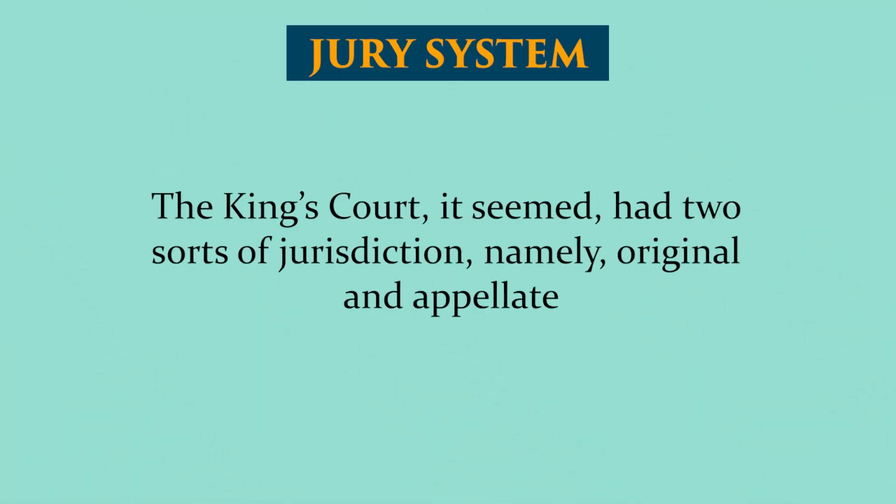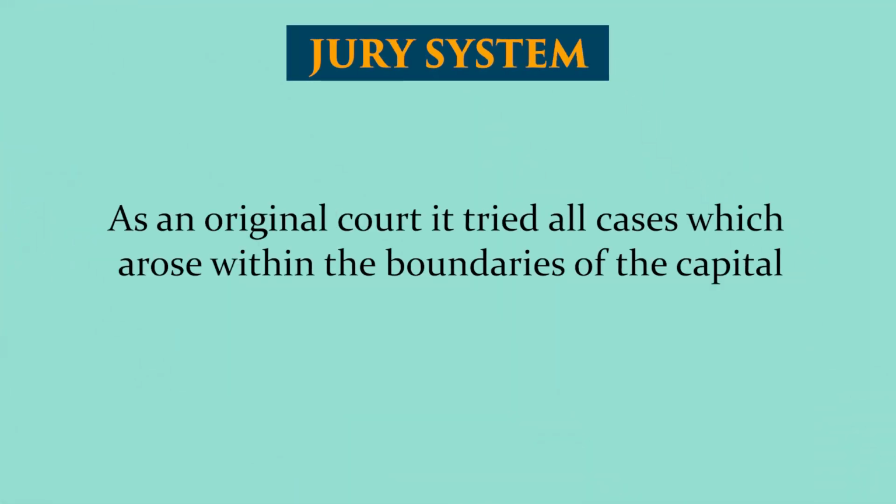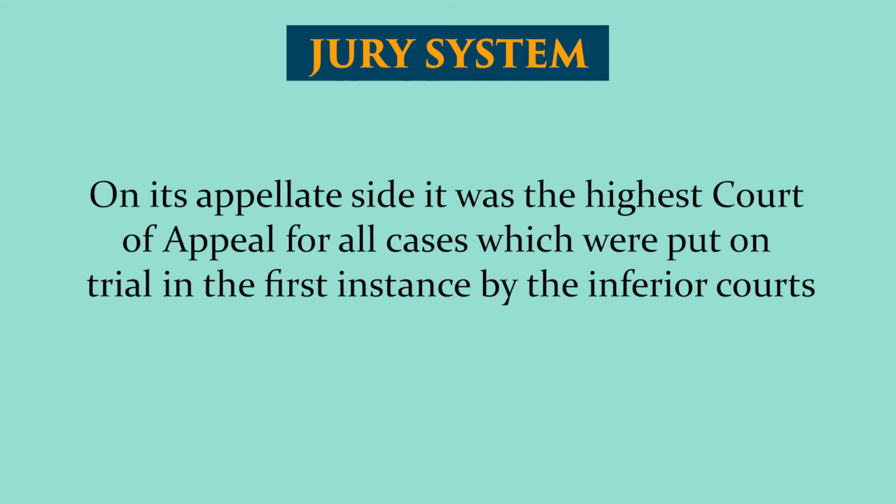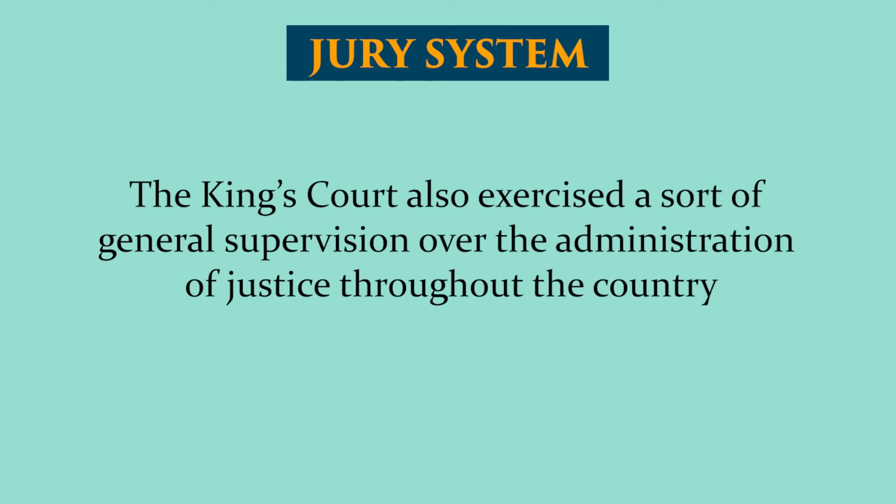The King's Court would have 2 kinds of jurisdiction, original and appellate. And students, this is available in India at this point of time also. As an original court, it tried all cases which arose within the boundaries of the capital. On the appellate side, it was the highest court of appeal in all cases that were put on trial in the first instance in the inferior courts. The King's Court also exercised a great deal of general supervision over administration of justice. The king was under an obligation to ensure that justice was dispensed with equity and fairness.